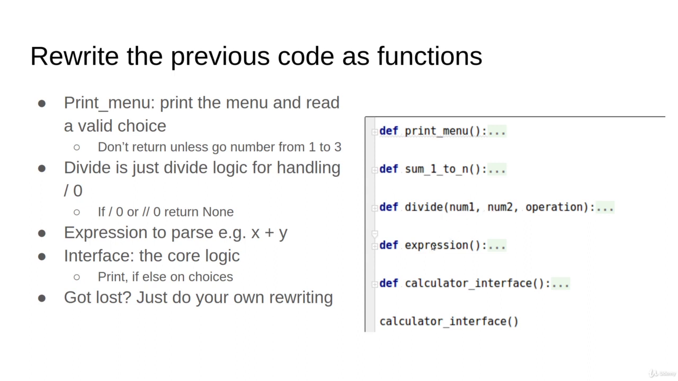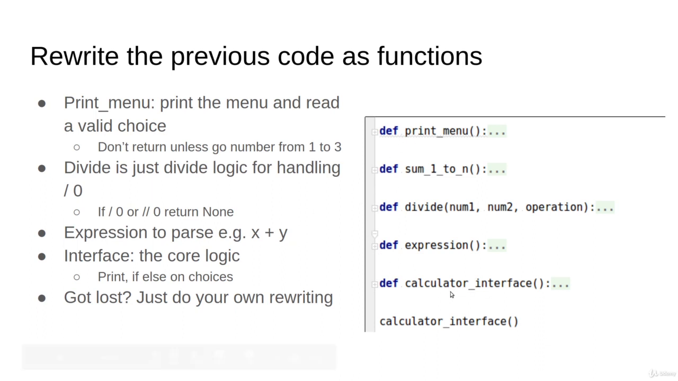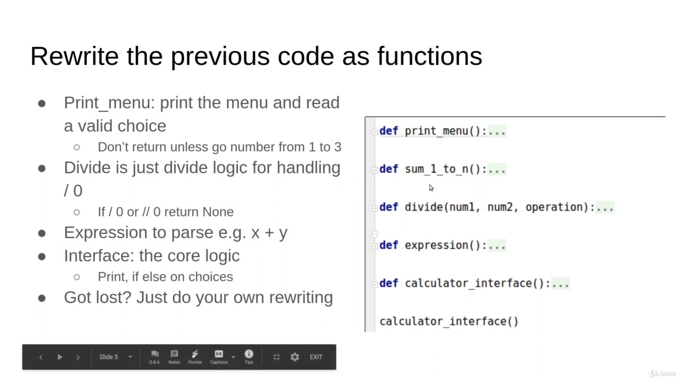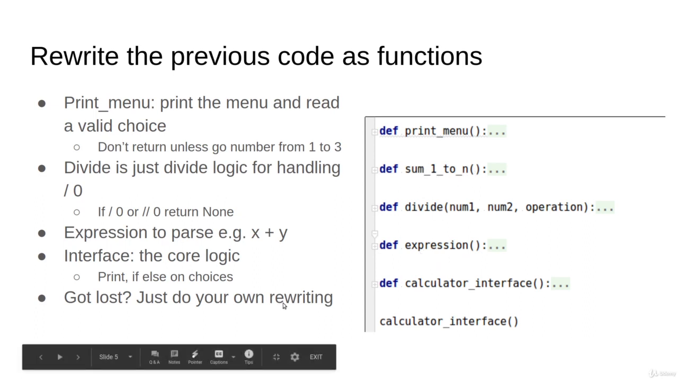And then the function expression, which is going to parse an input expression from the user like x plus y and return its components. And finally, the calculator interface is the function that is doing the whole logic. For example, it is printing the menu, then doing if else on the choices and calling based on the choices. It is either calling choice number 1 or choice number 2 or terminating the program.